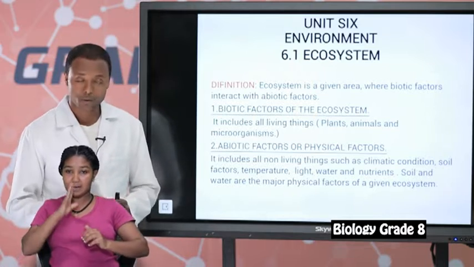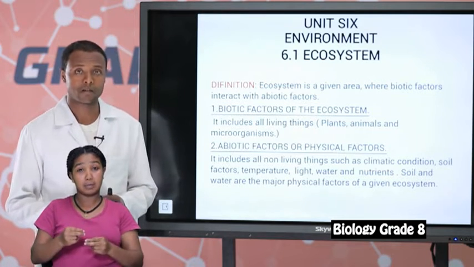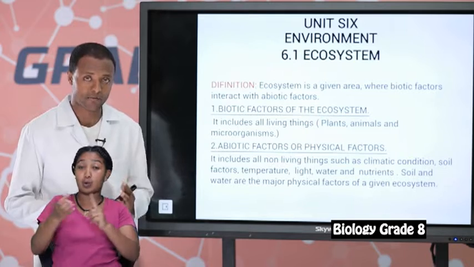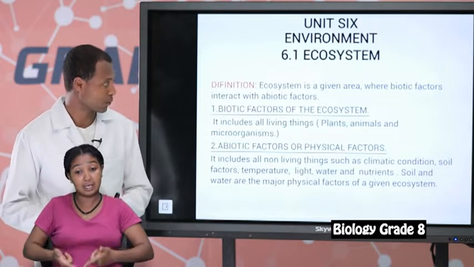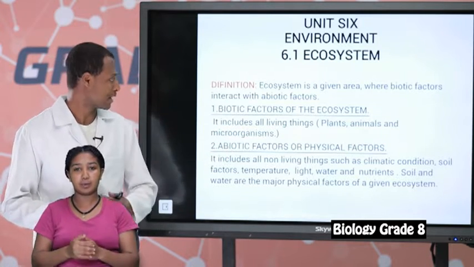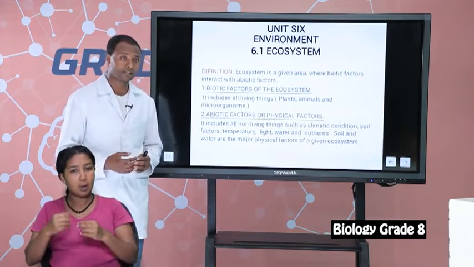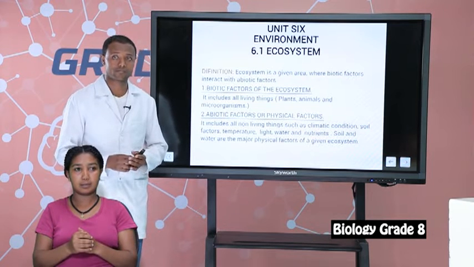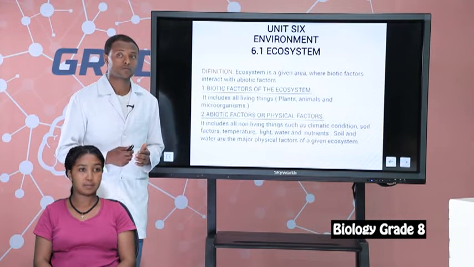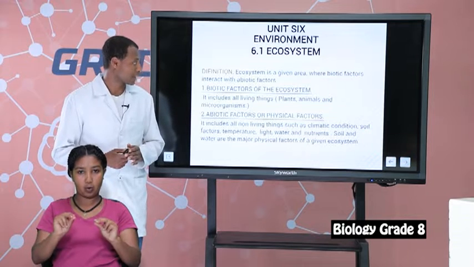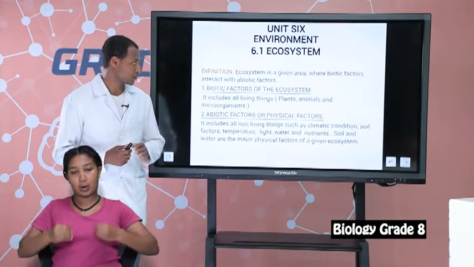So what are the biotic factors of the ecosystem? Biotic, as the name implies, concerns life or living things. So it includes all the living things available within the ecosystem: plants, animals, and microorganisms. Can you name any other organisms other than these? No other organisms. The living things within an ecosystem are plants, animals, and microorganisms.